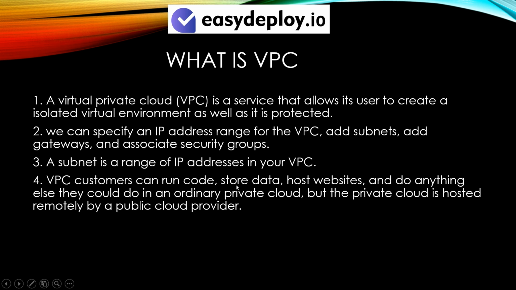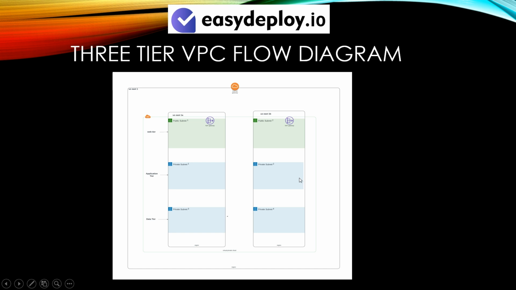What is VPC? A virtual private cloud is a service that allows its user to create an isolated virtual environment, as well as it is protected. We can specify an IP address range for the VPC, add subnets, add gateways, and associate security groups. A subnet is a range of IP addresses in your VPC. VPC customers can run code, store data, host websites, and do anything else they could do in an ordinary private cloud, but the private cloud is hosted remotely by a public cloud provider. 3-tier VPC flow diagram.